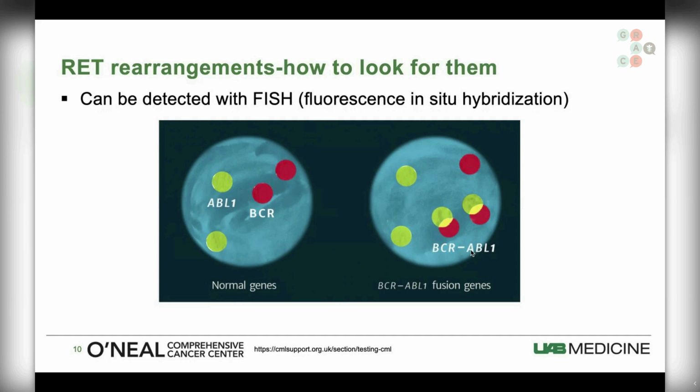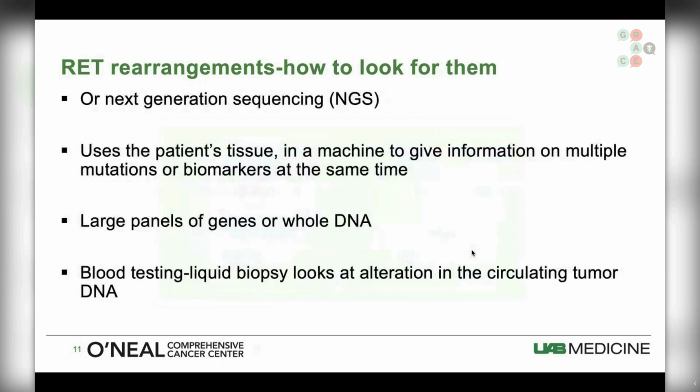So on the left side, on the normal cell, you would see two different copies of two genes. I'm going to call them the red gene and the yellow gene. And then in the cancer cell, which is on the right side, you can see that you have two copies where the red and the yellow genes are fused to each other. This is what we call a fusion. That was the older way of looking at fusions, and usually we still use it in situations where we have limited tissue, for example.